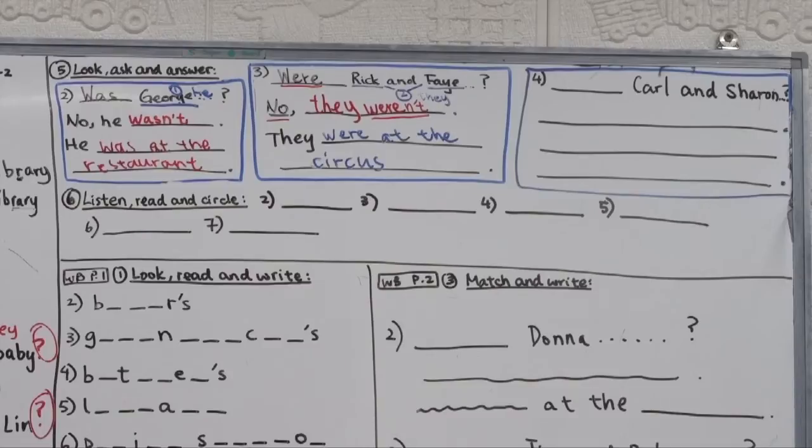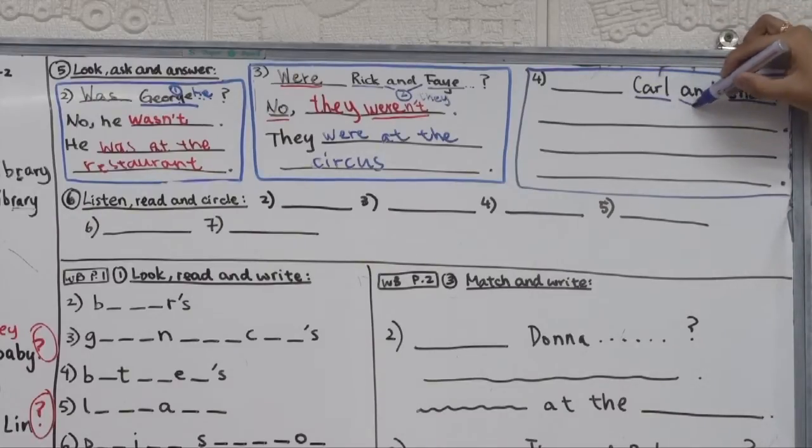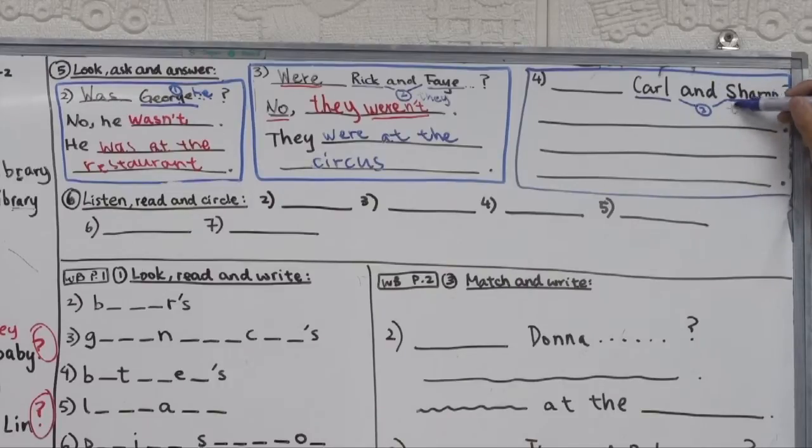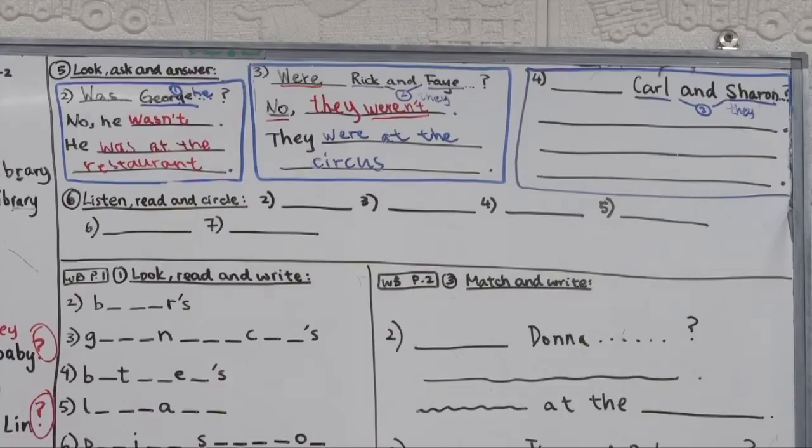Alright, next question. Question number 4. Again, we have how many people? Carl and Sharon. So Carl and Sharon, these are 2 people. And is there an I in Carl and Sharon? No. So we can change Carl and Sharon to they, similar to question number 3. And then you have to write down the whole thing by yourself. So, blank Carl and Sharon at the circus yesterday. Then you have to write down yes or no, and then give me where they were instead. So this one, I'll give you a minute and a half. Okay, minute and a half starts now.